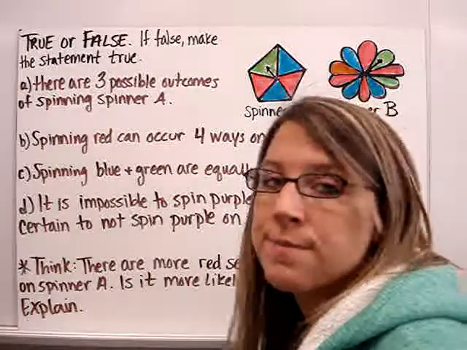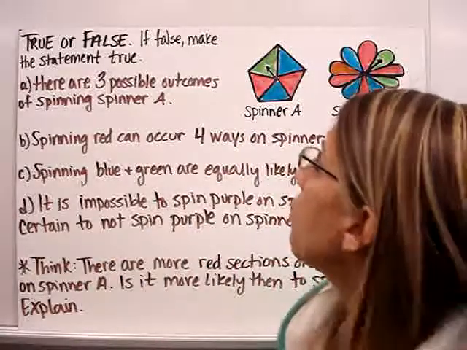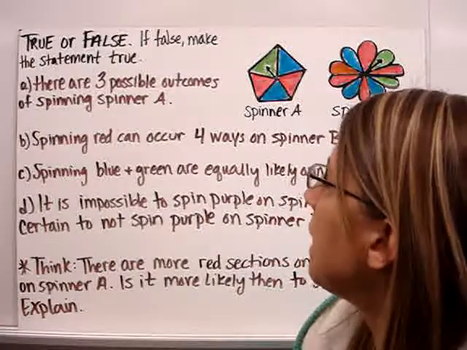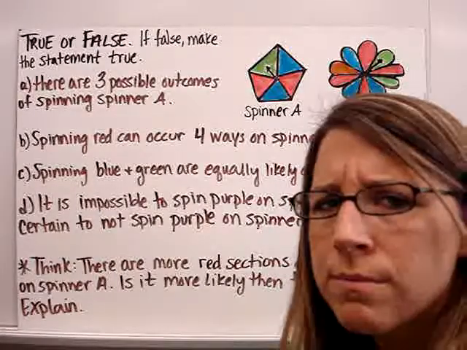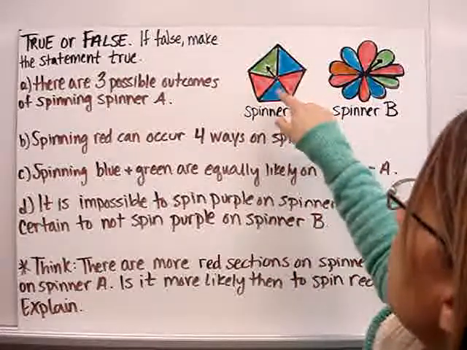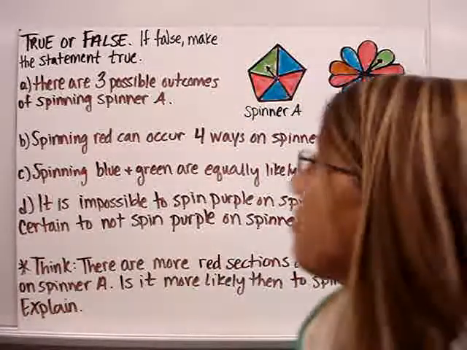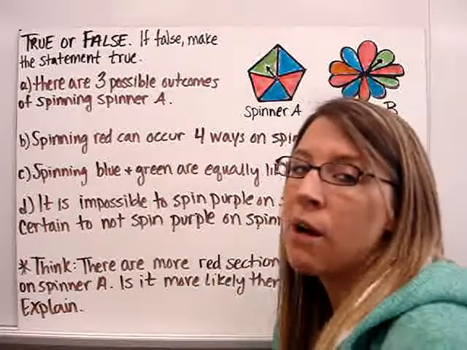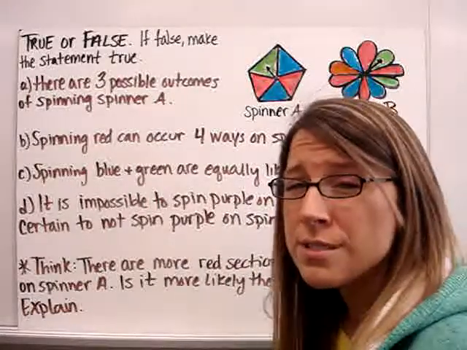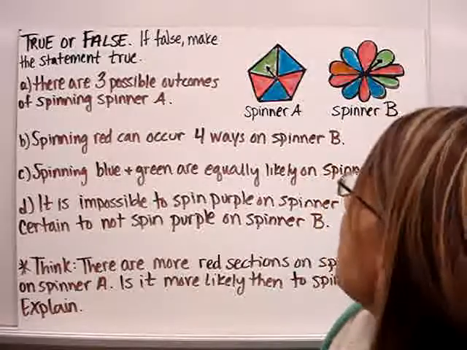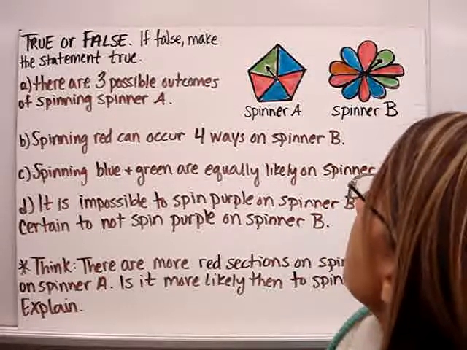So true or false? A. There are 3 possible outcomes of spinning spinner A. Well, how many pieces are there? 1, 2, 3, 4, 5. I'm thinking that there are 5 possible outcomes, but there are 3 colors. So maybe it's true, maybe it's false.